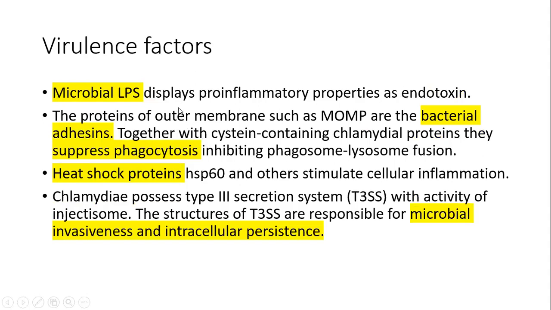Virulence factors. Microbial LPS displays pro-inflammatory properties as an endotoxin. The proteins of the outer membrane, such as MOMP, are bacterial adhesins. Together with cysteine-containing chlamydial proteins, they suppress phagocytosis and inhibit phagosome-lysosome fusion. Heat shock proteins and others stimulate cellular inflammation. Chlamydia possess type 3 secretion with the activity of an injectisome. The structures of T3SS are responsible for microbial invasiveness and intracellular persistence.